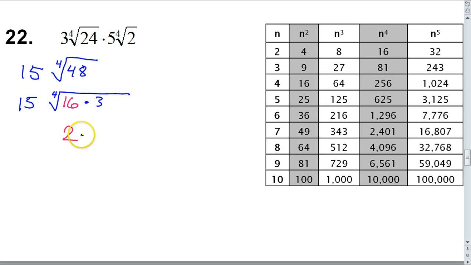Now everything here in blue is going to be left inside the radical. So I'll have the fourth root of 3 still. And that 15 is still out in front, and just understand that it is multiplying. So if I do 15 times 2, I get 30. So my final answer will be 30 times the fourth root of 3.